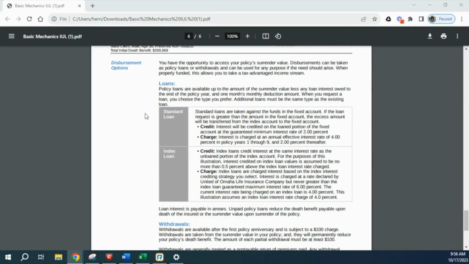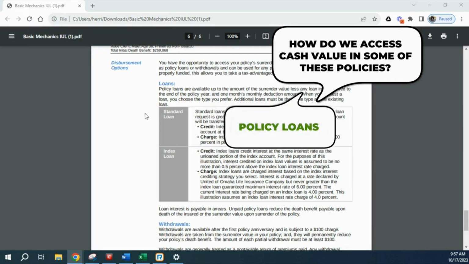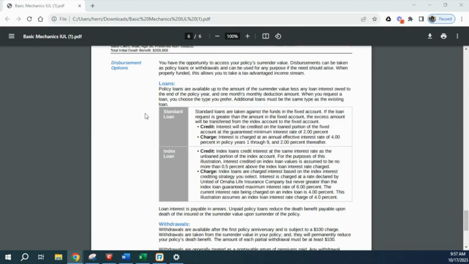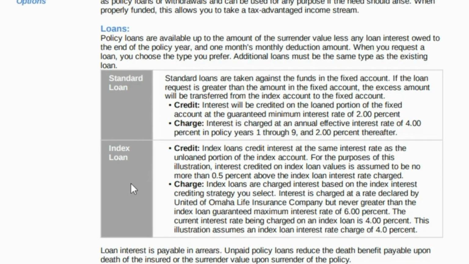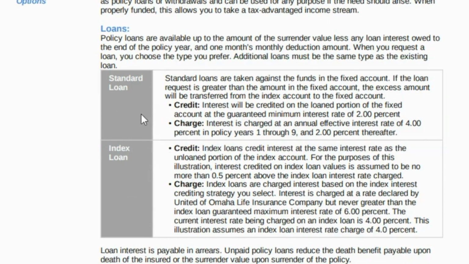So one of the questions we get a lot is, how do we access the cash value inside these policies? Well, we take policy loans, and there's a couple of different ways that you can do a policy loan. Just about every IUL on the market has either a standard loan or an index loan. So let's cover standard loans first. And the best way to cover this is to think about it from this example.